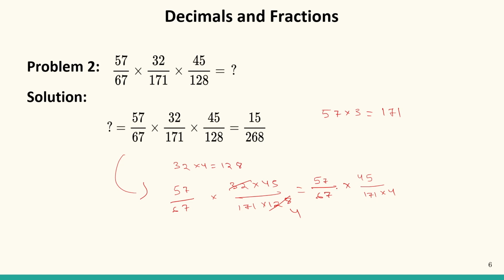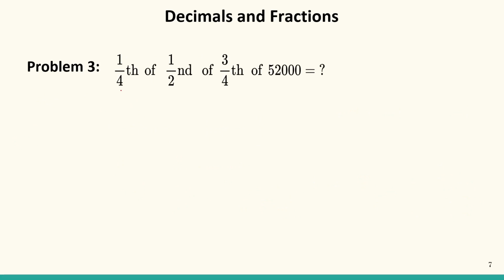Okay, so this will be 3. What we are left with is 45 by 12 into 67. Here you can see that 45 is divisible by 3, and if we divide it by 3, we are left with 15. If we divide 12 by 3, we are left with 4. So this is equal to 15 by 4 into 67. Okay, so 4 into 67 is nothing but 268.